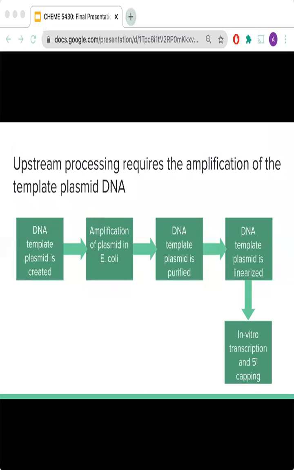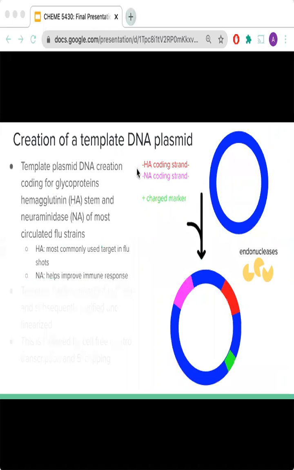Here's the overview of our upstream processes. The first step in the upstream processing is the creation of a template DNA plasmid. The template DNA plasmid will encode for the glycoproteins hemagglutinin, or HA stem, and neuraminidase, NA, for the most circulated flu strains of that season. HA is the most commonly targeted glycoprotein in most flu shots currently, and neuraminidase has been shown to improve immune response.